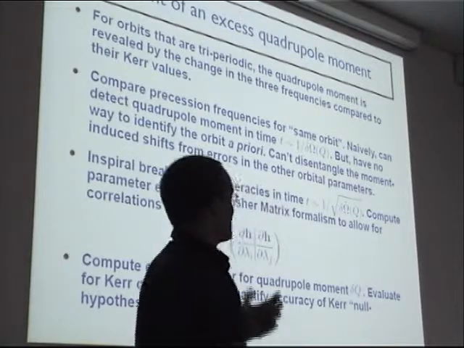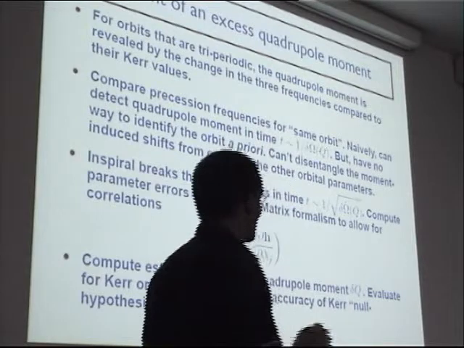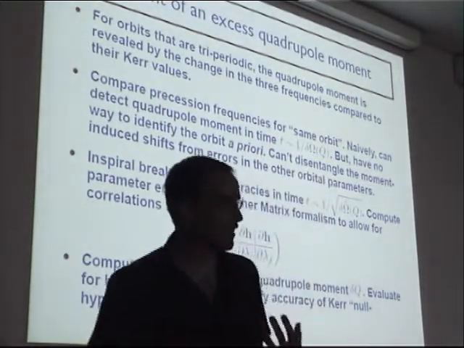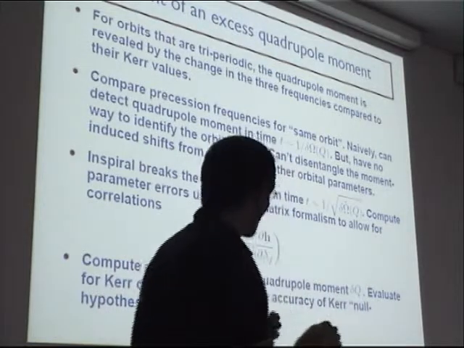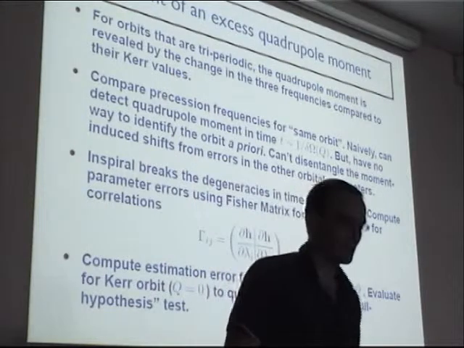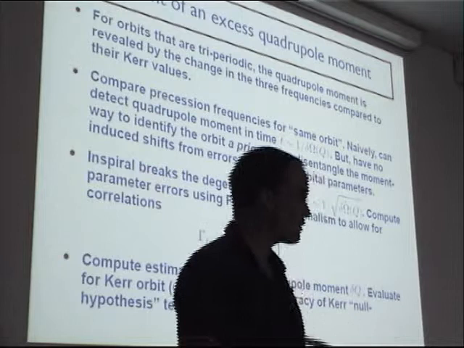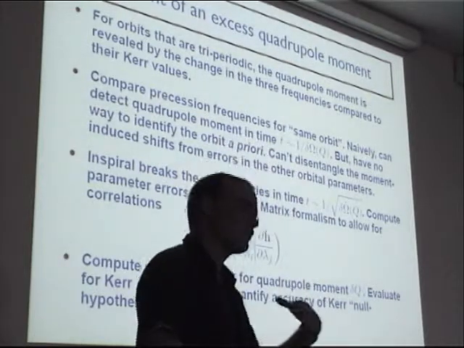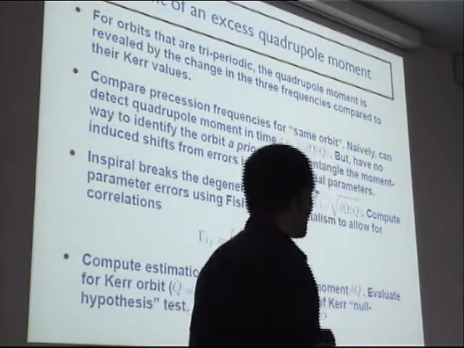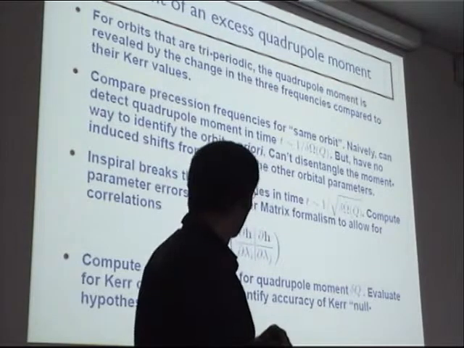But observationally, we don't have any information about the system other than the gravitational wave. So we don't know what the orbit is. And in principle, errors in the other parameters can make up for deviations due to perturbations in the quadrupole moment. So for instance, if your quadrupole moment perturbed your perihelion precession frequency, you can match it back onto a Kerr orbit by changing the eccentricity of your orbit. And the spin orbit frequency, you could match by perturbing the inclination.